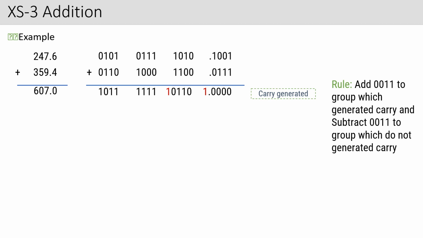The rule says that if carry is generated, then you will have to add 0 0 1 1 to the group. And if carry is not generated, you'll have to subtract 0 0 1 1 from the group. Now here we will find that carry is generated, so we'll have to add 0 0 1 1 here. So we propagate the carry.